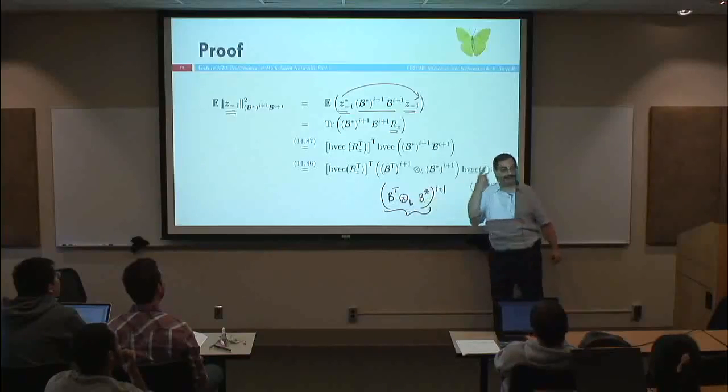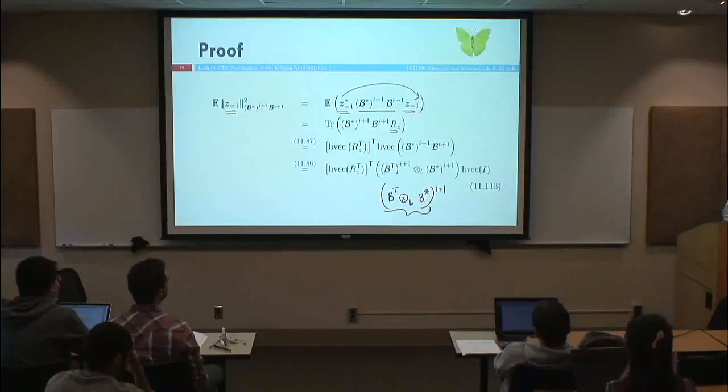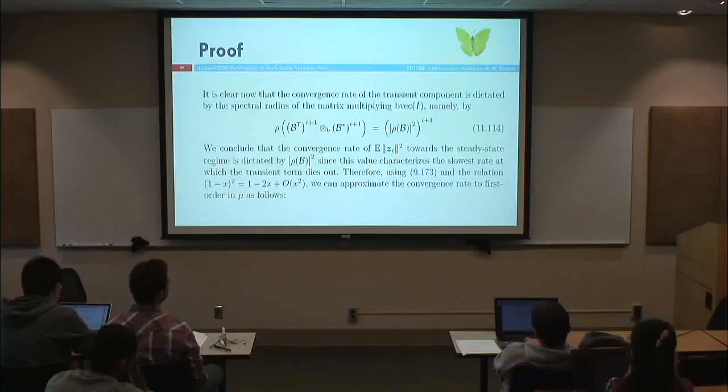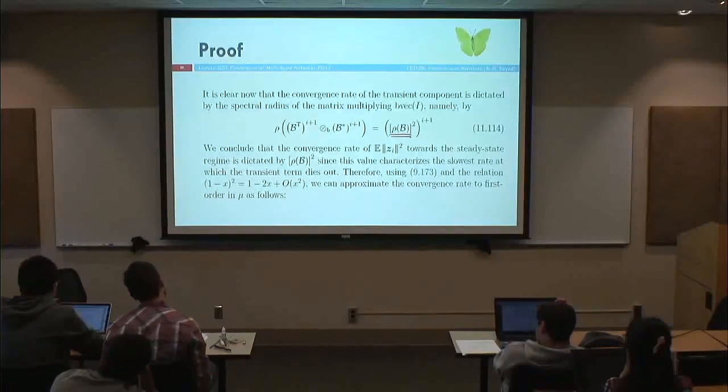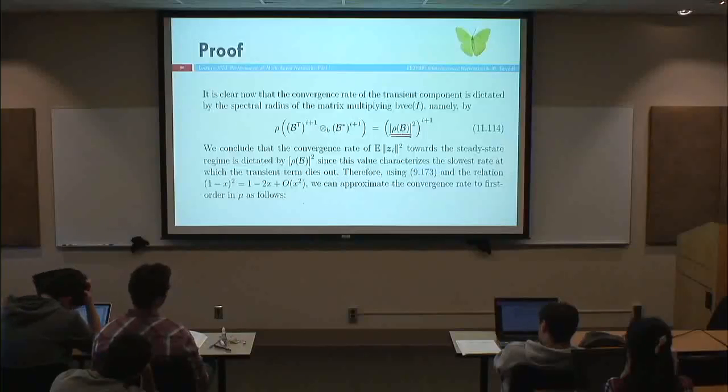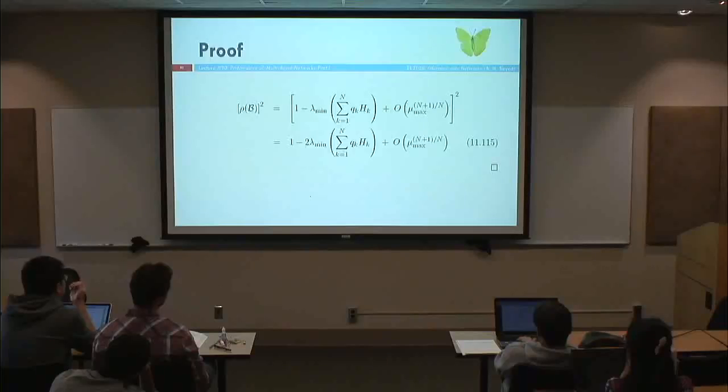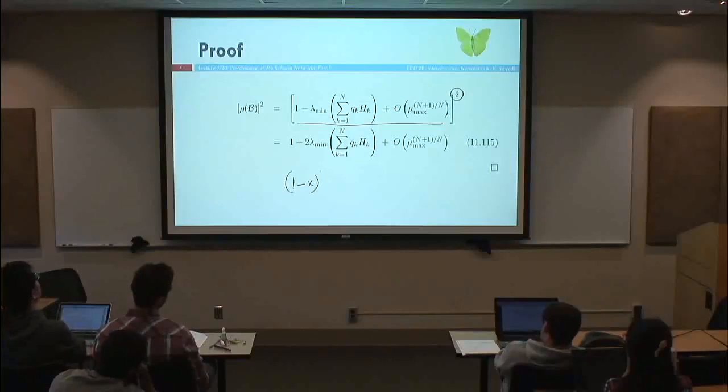So it is rho squared that determines the rate of convergence. But remember, I gave you what rho of B is last time. In a previous lecture, I told you what the spectral radius of B is. The spectral radius of B is this. So what is the spectral radius of B squared? You square it. But when the step size is very small, you can use this approximation. When x is very small, this is 1 minus 2x. So that's why you get the 2 here.